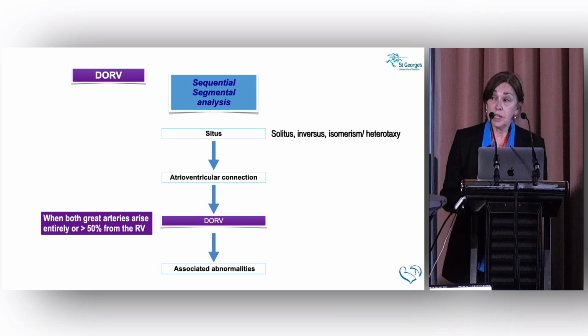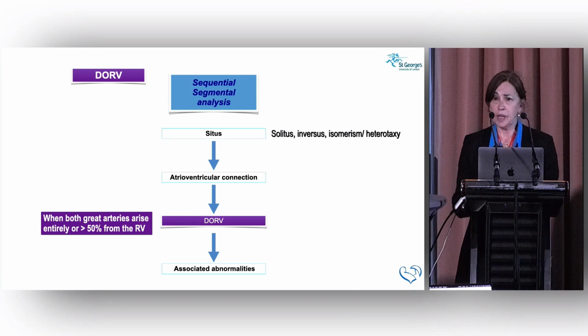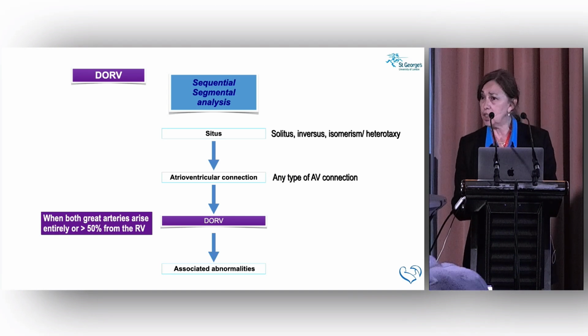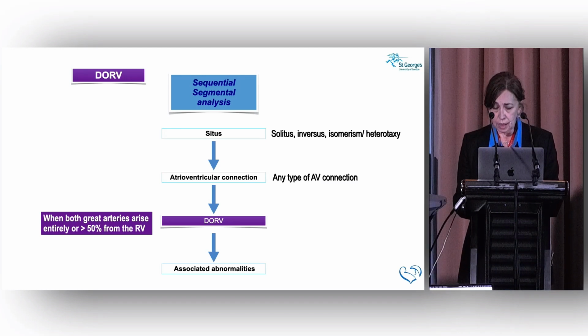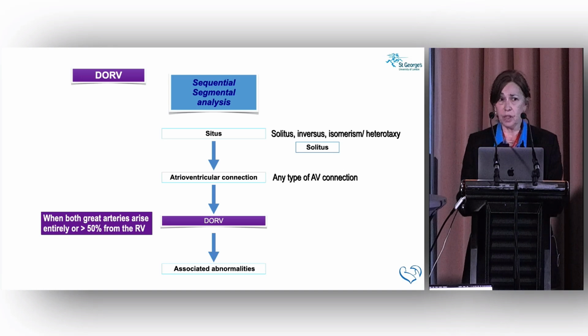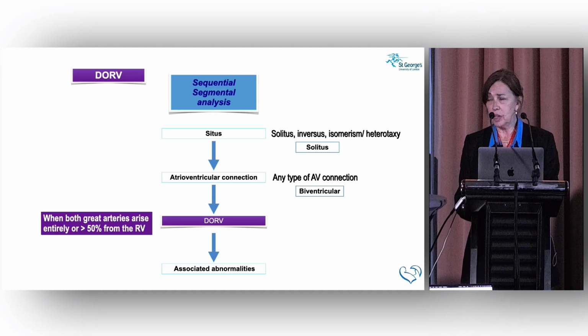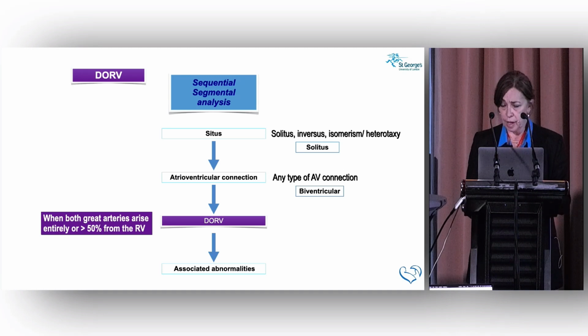They can coexist with any situs, so it could be situs solitus, it could be situs inversus, it could be isomerism. It can coexist with any type of atrioventricular connection, so it could be concordant, discordant, double inlet, or absent connections. So in this talk, because it's quite a lot to cover in 20 minutes, I'm going to concentrate on cases that have a normal situs or situs solitus, that is the atria are in their correct position. Any hearts that have a biventricular atrioventricular connection. So we have each atria connecting to a separate ventricle through their myocardium.